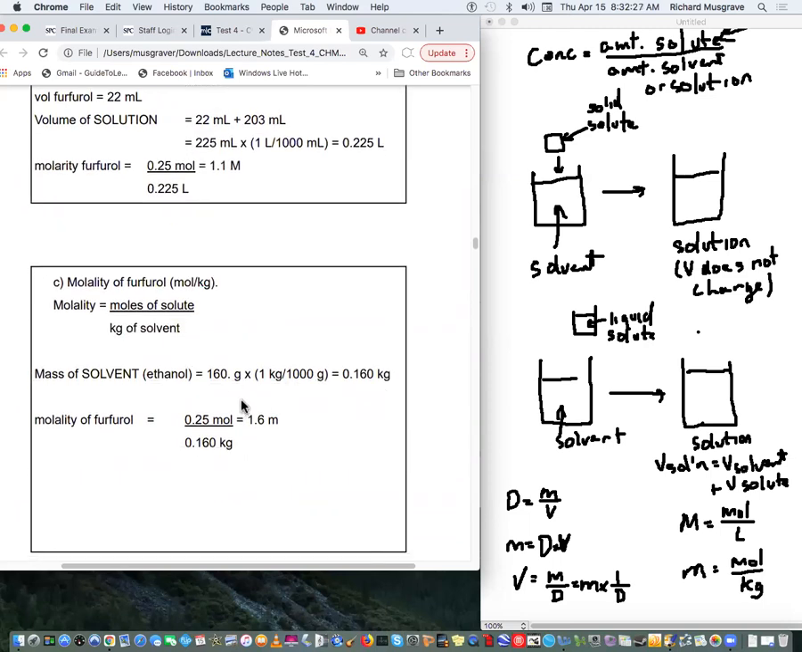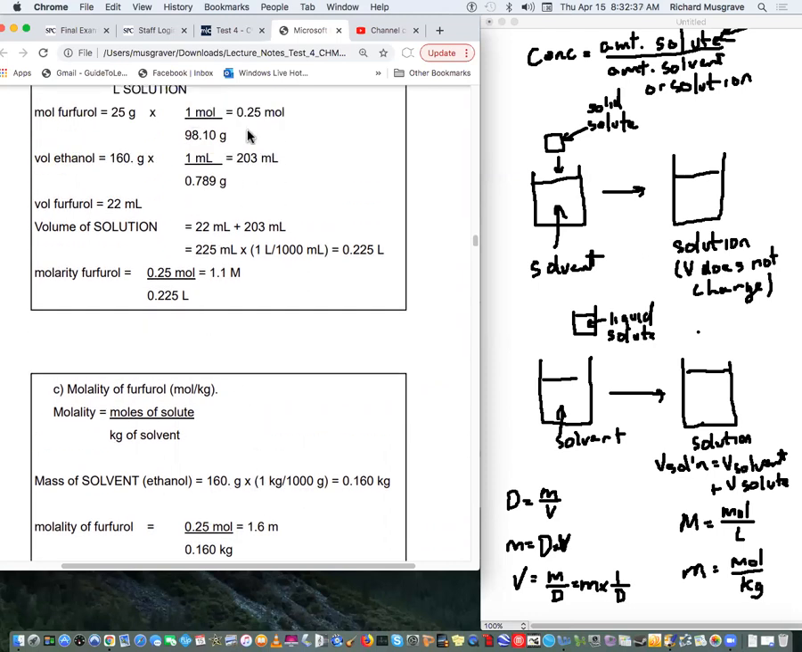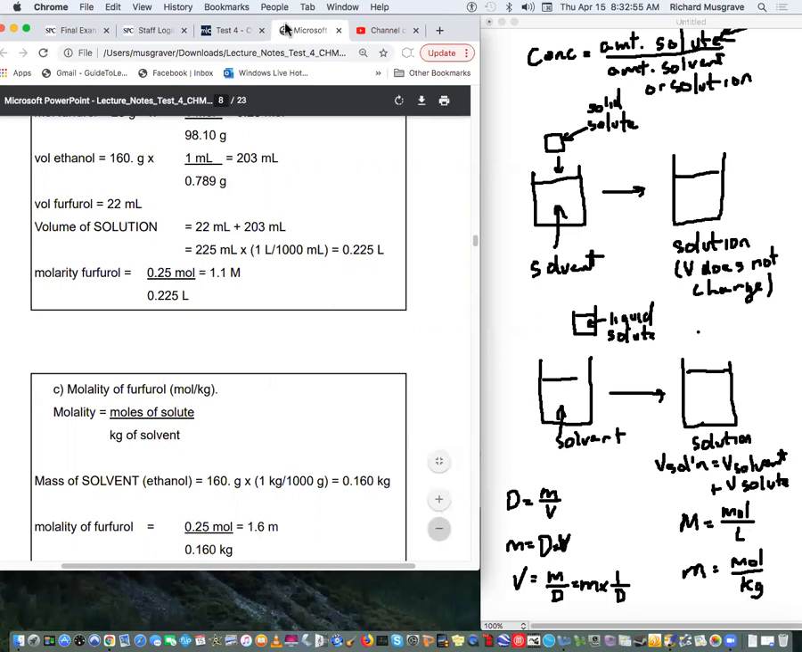So what we're doing here is taking the mass, which was given in the problem, by the way, 160 grams, and converting it into kilograms. We already had the moles from part B up here, and we divide that by the kilograms of solvent that we calculate here. So that gives us 1.6. And remember, it's little m, and little m is the same as moles over kilograms. Big M is the same as moles over liters.